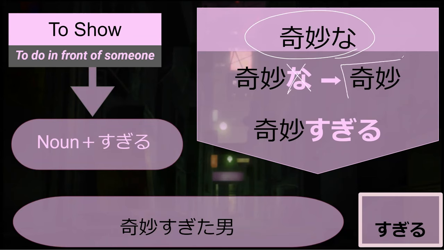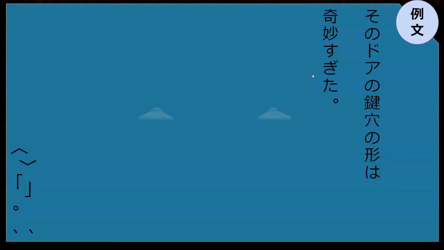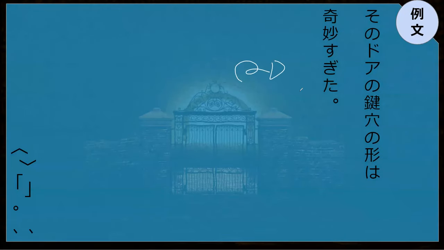So here is an example of sugiru with a na adjective, kimyo. All you do is drop the na, so you're left with the noun, because na makes it into an adjective. So it just becomes kimyo sugiru, like kimyo sugita otoko, the boy that is way too strange. Can you read the sentence for me? そのドアの鍵穴の形は奇妙すぎだ。The shape of the keyhole of that door is way too strange.